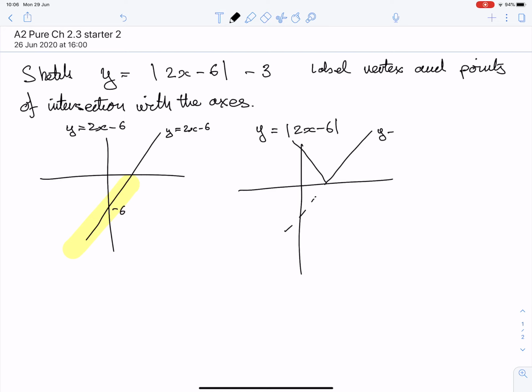So this part of the line on the right is y equals 2x minus 6, and the part on the left here is y equals, take the negative because it's reflected in the x-axis, so it's minus 2x plus 6. So that point is 6, and this point here, when y equals 0, 0 equals 2x minus 6, add the 6 across, x equals 3. So we've got that. Okay, so far we've done this part.